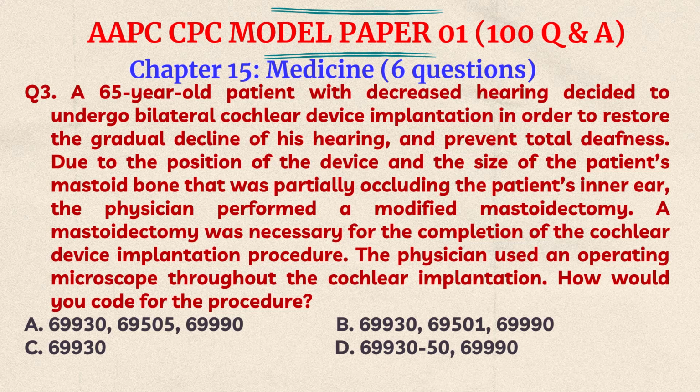So there are 4 answers available. Please pause the video, take your CPT code book and find the answer. 3, 2, 1. Okay, here you have to highlight this is bilateral cochlear device implantation. Physician performed modified mastoidectomy. Here the physician used the operating microscope throughout the surgery. When you look at the codes, you can see all 4 answers having 69,930 with the modifier 50, and other codes also adjacent codes. So you can use the elimination method to find the answer. So directly go to the codes.